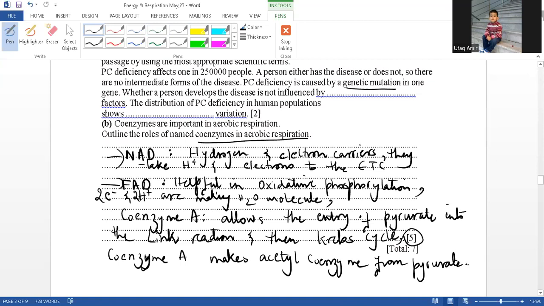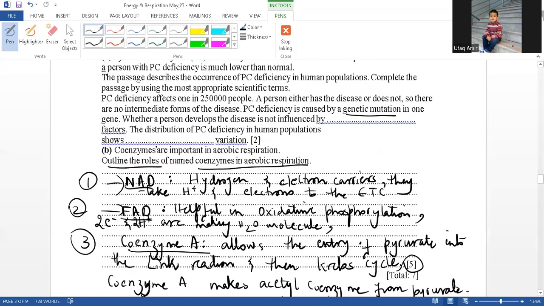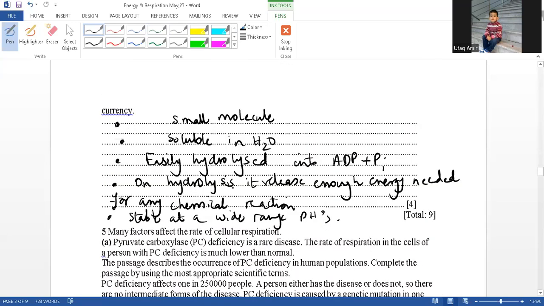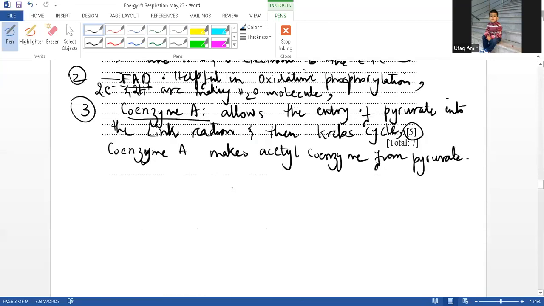See, this is how the three coenzymes NAD, FAD, and coenzyme A are helpful. You're not going to write it in points because they have written outline the role. You can write in the form of a paragraph, it is a 5 marks question. You have to mention all the points in detail. And these are the questions of May, June, and February, March 2023 of the topic energy and respiration.